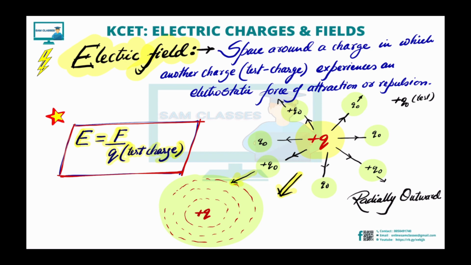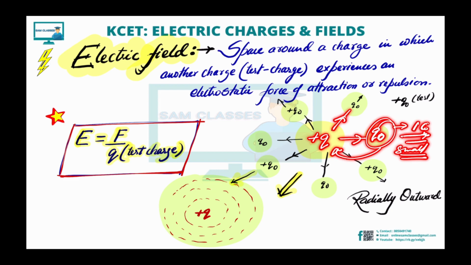So for a positive charge, we know the electric field lines are outward. Why? Because whenever you bring a test charge, and we always bring a test charge of almost 1 unit, which is very, very small so that it doesn't disturb this charge, the moment it comes, it gets a force outward, because positive and positive repel each other.